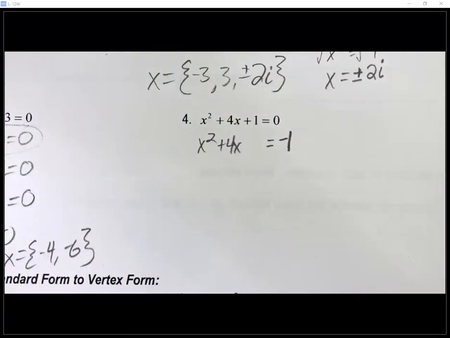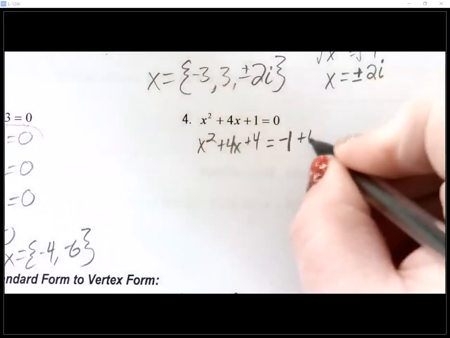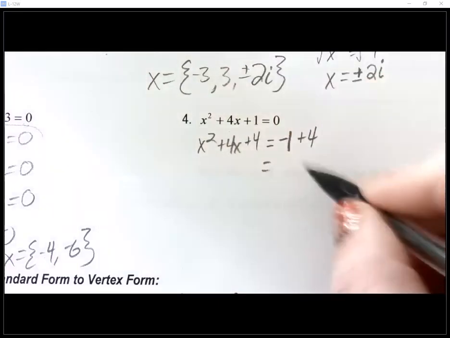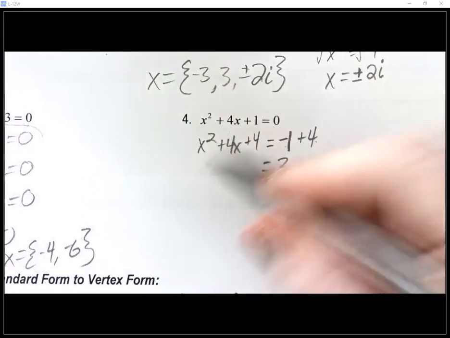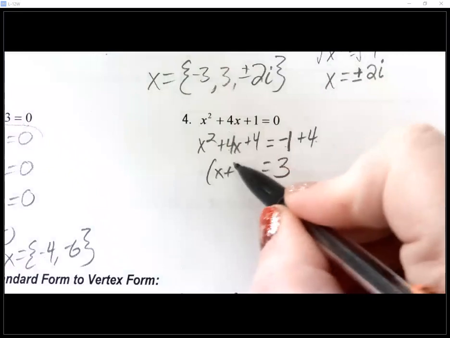Now, I need my magic number. Half of B squared. 4 in this case, so I'm going to add 4 to both sides. On the right, -1 plus 4 is just 3. On the left, I've just factored that. Factors of 4, that adds to be 4, 2 and 2. So we write it like that.